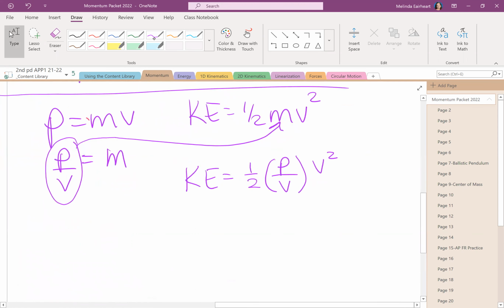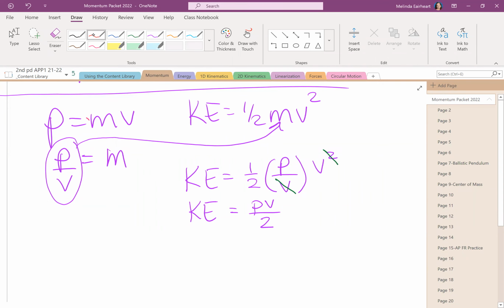And what do you notice happens? One set of V's cancels. And so we end up with KE equals either 1/2 PV, or you can say PV over 2. And so when would this be helpful? Well, maybe I have two objects. I know something about their momentum and speed, and you can use this to figure out what's true about their kinetic energy. So if they have the same speed, maybe different masses, the momentum and kinetic energy are directly proportional.